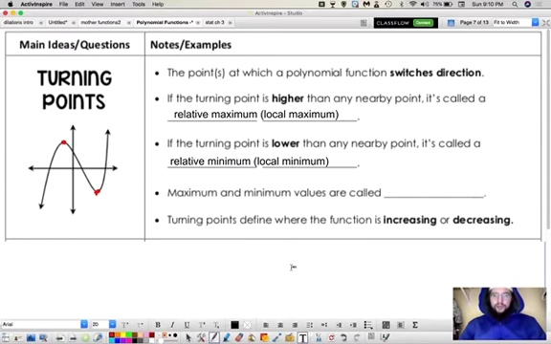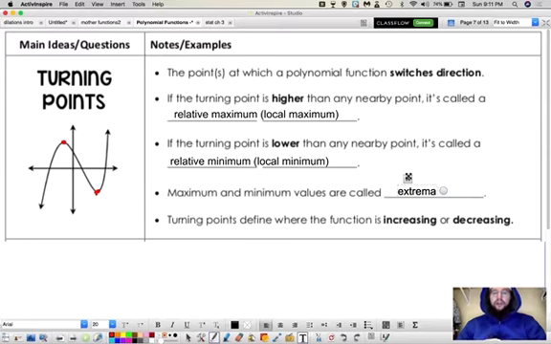Now the absolute maxes and mins, we abbreviate them with max and min, would only occur if we had an even degree. Otherwise, they're all going to be local. You can have more than one local, like you could have 5 local minimums. But you can only have one absolute maximum or minimum. And if you have an odd degree, you won't have any absolute max or mins because they're going to go up and down. Anyway, maximum and minimum values are called extrema. They're extreme values, so they're called extrema.